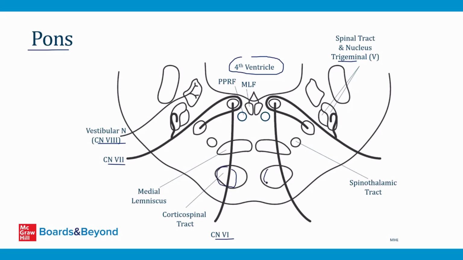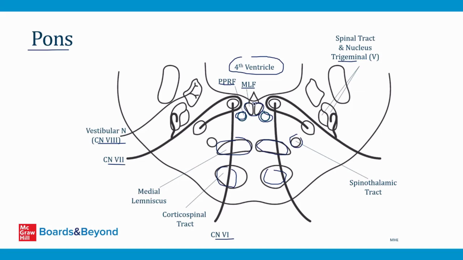Corticospinal tracts on either side are found here near the midline. Same thing for the medial lemniscus. It's found right here near the midline, carrying information about proprioception and vibration. And then just outside the medial lemniscus is the spinothalamic tract. Also notice up here, you have the medial longitudinal fasciculus. Those are these 2 little tracts right here. And also the PPRF. The PPRF is the pontine paramedian reticular formation.